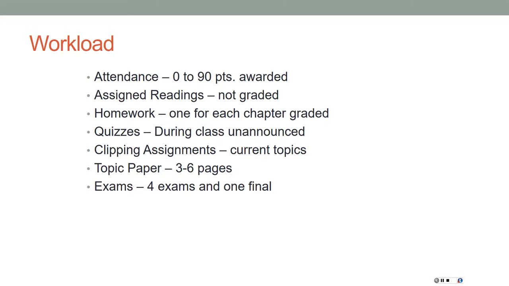Homework, we already talked about that. There'll be one for each chapter as we go through. We'll get started on chapter 1 here shortly.